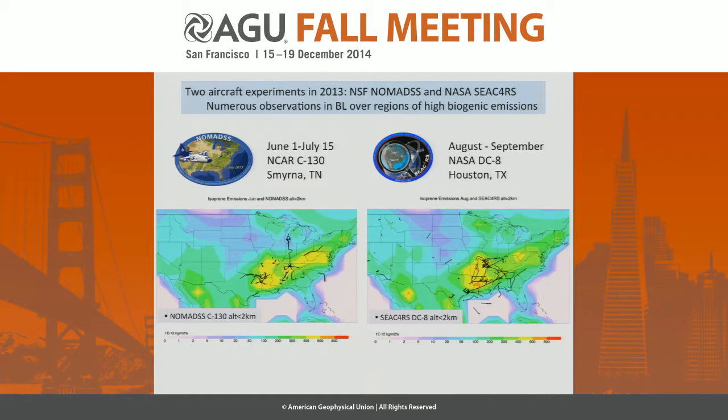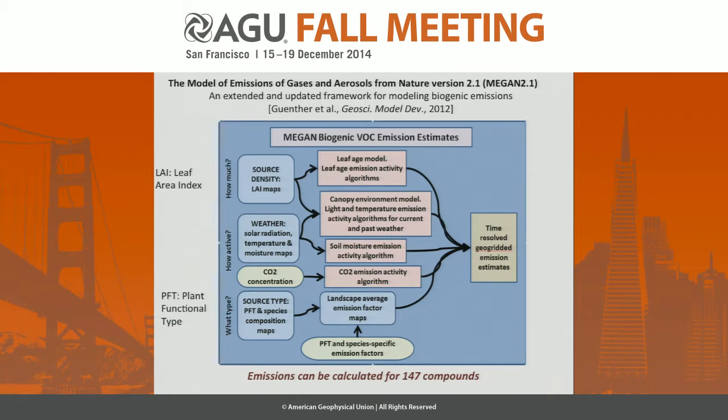So the observations I'm going to look at are from NOMADSS, which was the first half of the summer in 2013, and SEAC4RS in the second half of 2013. The plots here show all of the points for the flight tracks below 2 kilometers, and they were really concentrated over these regions of high isoprene emissions. And so for the additional analyses I'm going to show, I'm focusing on these regions over the southeast U.S.